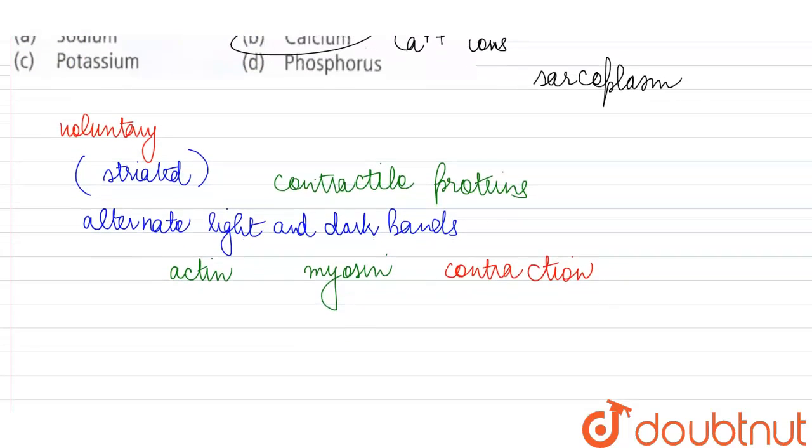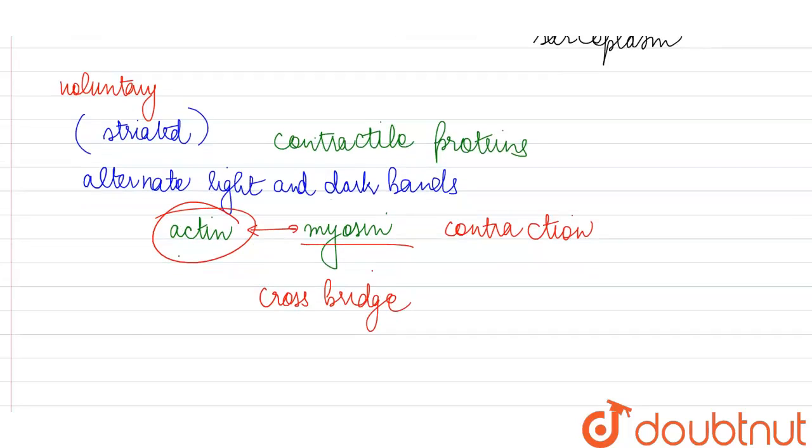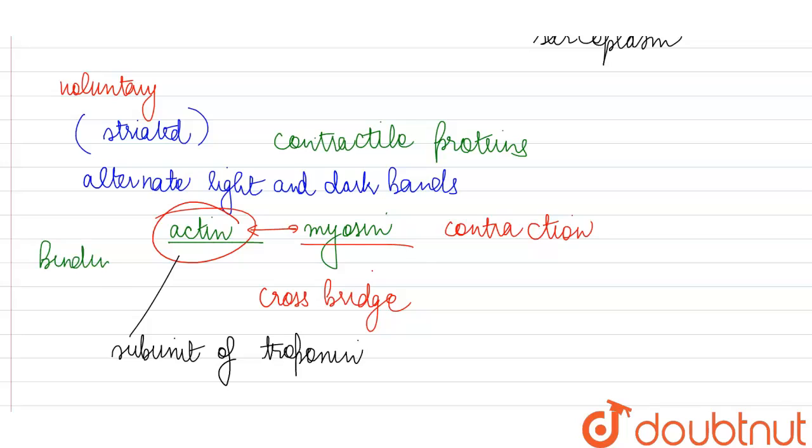We see that the site on the actin protein, with the help of which it is going to bind with the myosin protein, with the help of which a cross bridge will be formed between the contractile proteins, this site is hidden or masked by a subunit of a protein known as troponin. So the role of the calcium ions over here is to unmask this binding site on the actin protein.